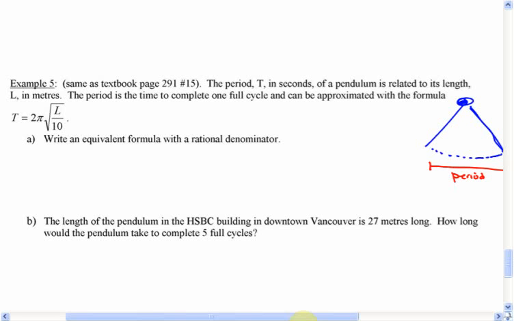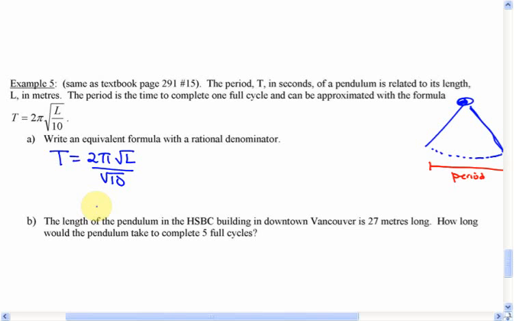Now, here's what I want you to do for part A. It says, write an equivalent formula with a rational denominator. You see my problem here, dear friends? If I were to take this and rewrite it, and please do this in your notes as well, 2 pi, and then root L over 10 becomes root L over root 10, what's my problem here? What's not good? This root 10. Don't want square roots in the denominator. So what can I do to get rid of it?